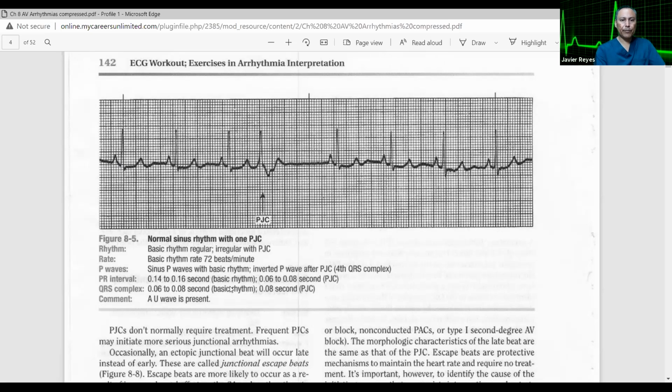So that's fine. You could call this a normal sinus rhythm with one PJC, because that's all we see, one PJC. And you know it's a PJC because of the P wave. Does this help you?